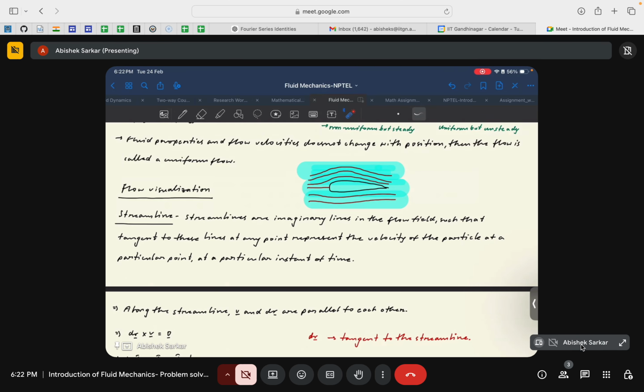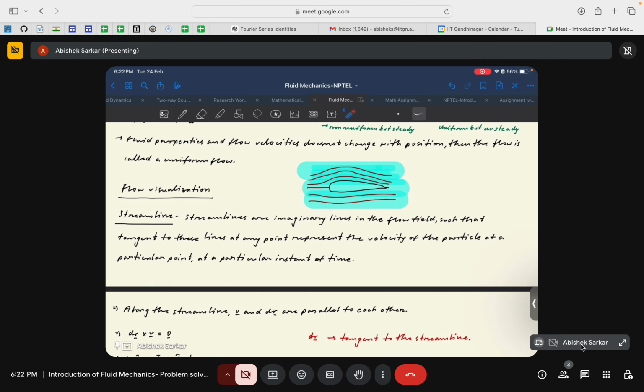This region will have a higher pressure because of the lower velocity, considering Bernoulli's principle, and the upper area would have a lower pressure because of the higher velocity. Because there is a pressure difference, it will generate lift. Of course we are not looking into that, we are just looking into the visualization aspect, like how the streamlines help us to visualize the flow across such bodies.